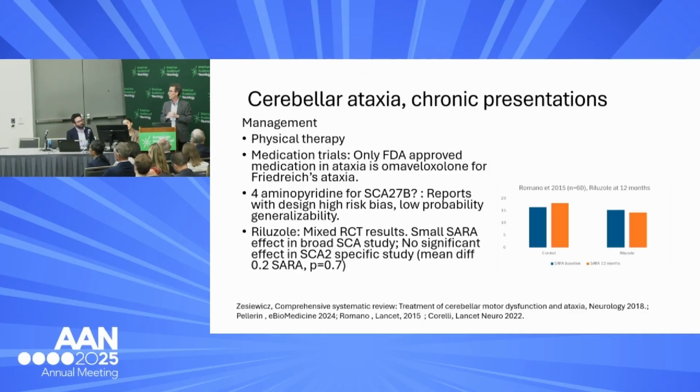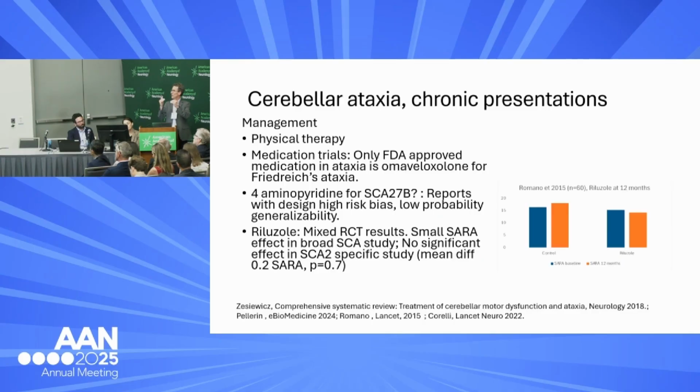Riluzole, as you know, had a randomized controlled trial a number of years ago at this point. I think this dates back to like 2015. And it had a trial in 60 patients that did show a mild difference in the outcome measure of the cerebellar ataxia scale, but we're talking about 1 to 2 points on a 40-point scale or something like that. So there's certainly not a profound effect there.